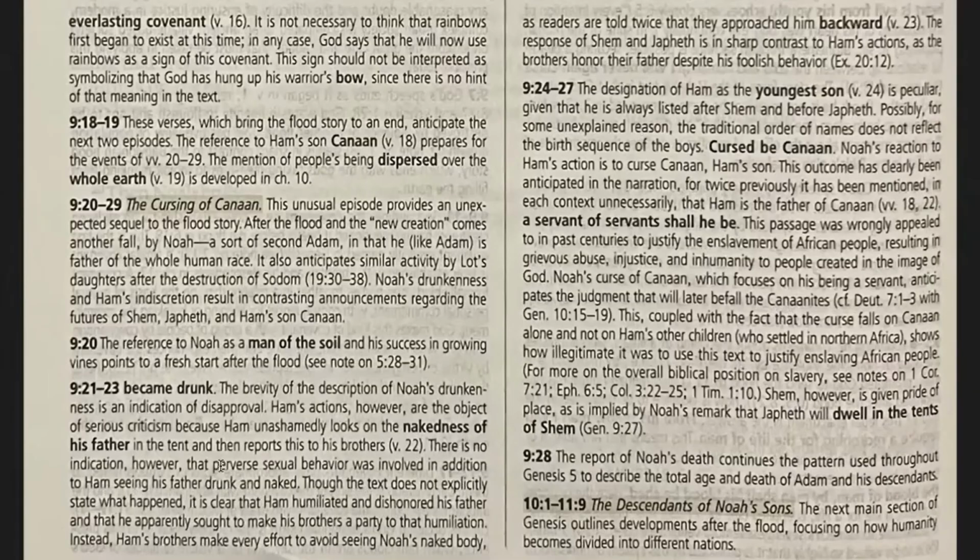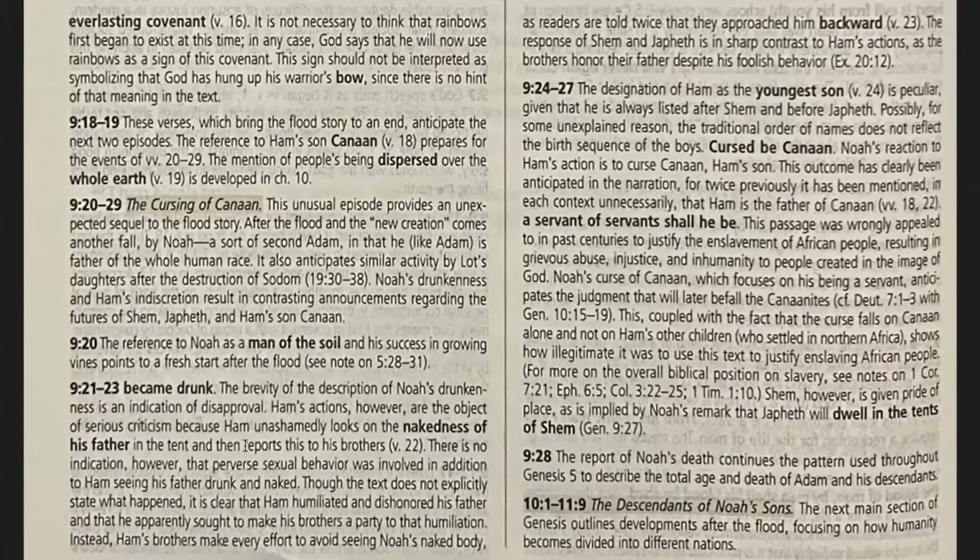Oh, there's no indication, however, that perverse sexual behavior was involved in addition to Ham seeing his father drunk and naked. Okay, I will say there is controversy here on whether there was perverse sexual behavior involved. And I will try to link an article that discusses this, because I will say amongst biblical scholars, there is controversy whether or not there is sexual behavior going on, right?